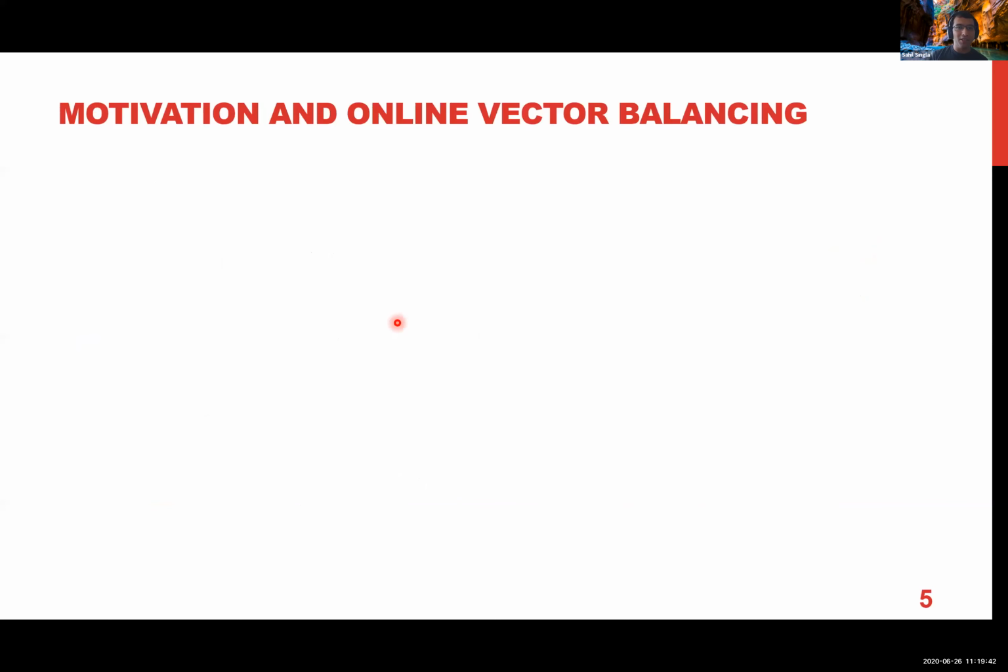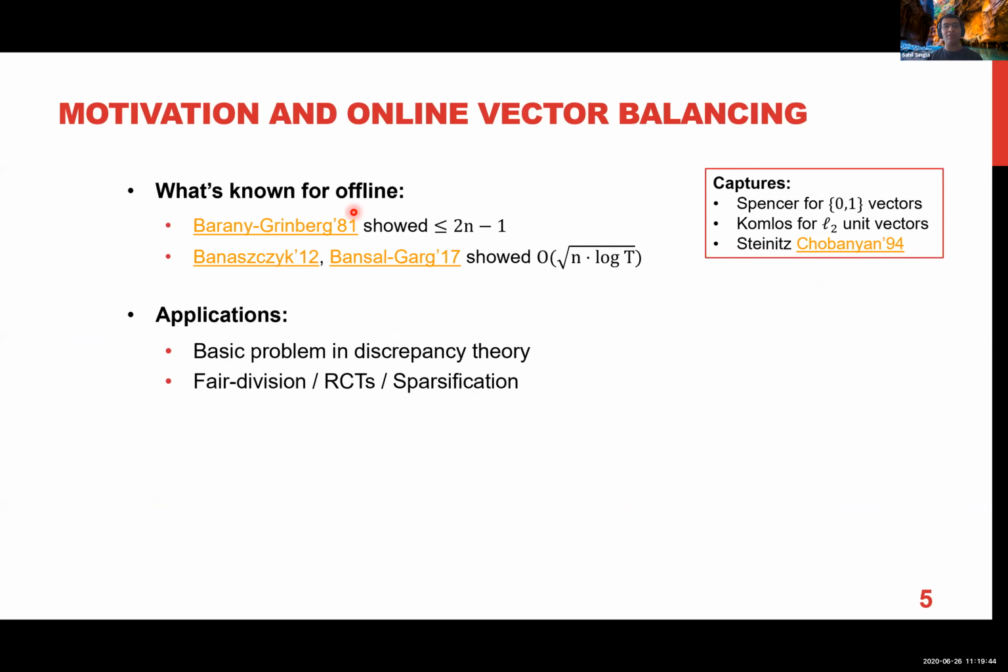So what's first known for this offline problem? What's known offline is you can actually get results independent of t. It's a result of Barany and Grinberg. And you can get better dependencies on n, but then you have mild dependencies on t. This is Banaszczyk's result, which was made constructive by Bansal and Kwan. And this is a very standard problem. It captures many classical discrepancy problems like Spencer's, Komlós, Steinitz, and has many applications.